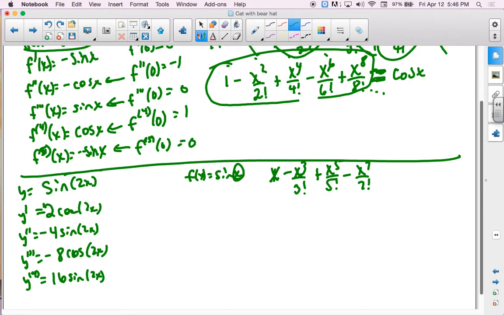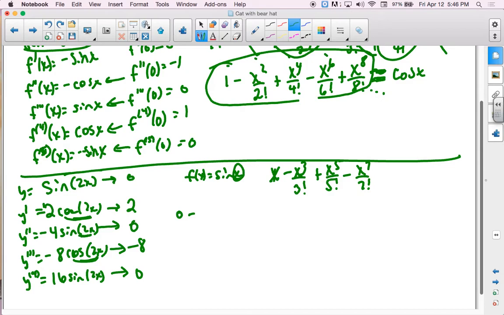If I'm doing a Maclaurin series centered at 0, the sine of 0 is going to be 0. The cosine of 0 is 1, times 2. The sine of 0 is 0. The cosine of 0 is 1, so I get negative 8. And this one goes to 0. So if I write the Maclaurin series of sine 2x, I get 0.